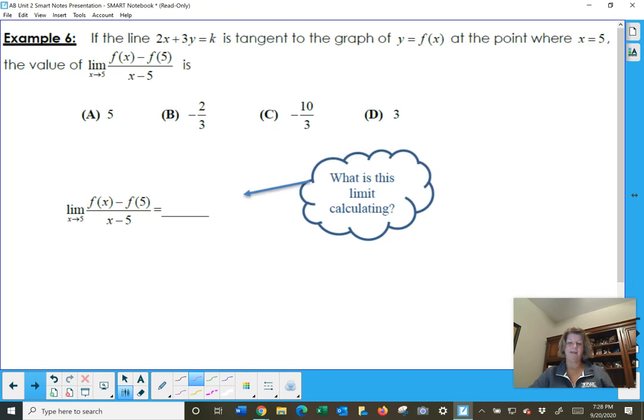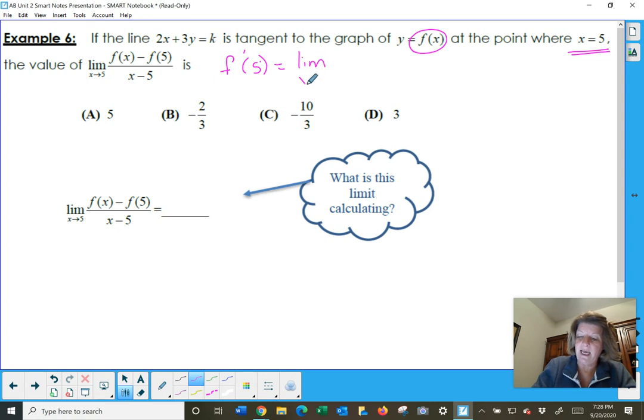Not bad. If the line 2x plus 3y equals k is tangent to the graph of the original function f of x at the point where x equals 5, what is the value of the limit of f of x minus f of 5 over x minus 5? So essentially they called the function f prime of 5 is equal to the limit as x heads to c, or x heads to 5, of f of x minus f of 5 over x minus 5.